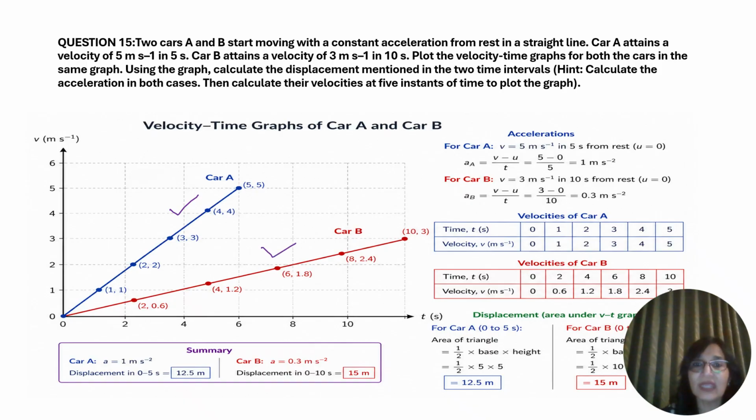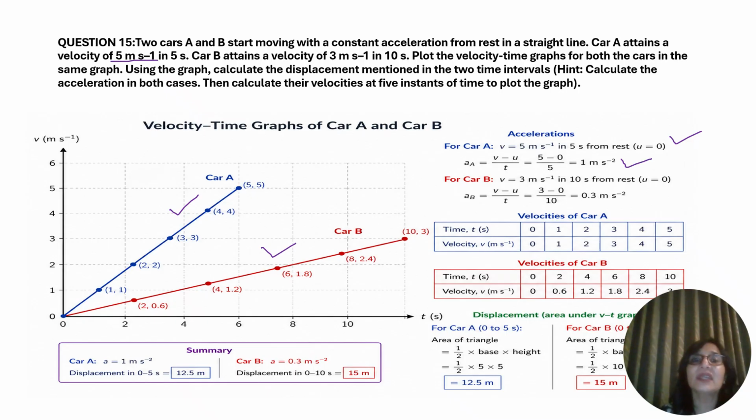Now for car A, the velocity is given. Again, you don't have to confuse yourself or get worried about it. The important part is first to write what is given. For car A, the velocity is already mentioned, that is 5 meters per second in 5 seconds from rest. Since it is from rest, you all know that u is 0. So you have to calculate the acceleration by substituting the values.